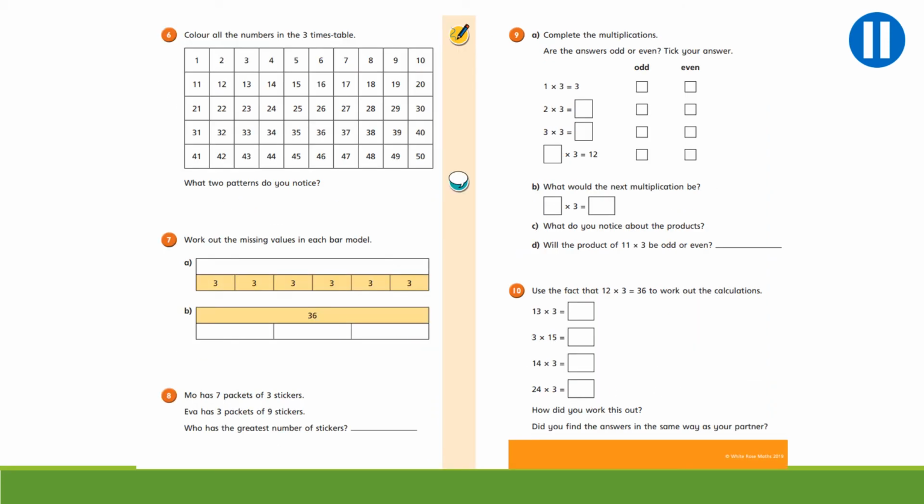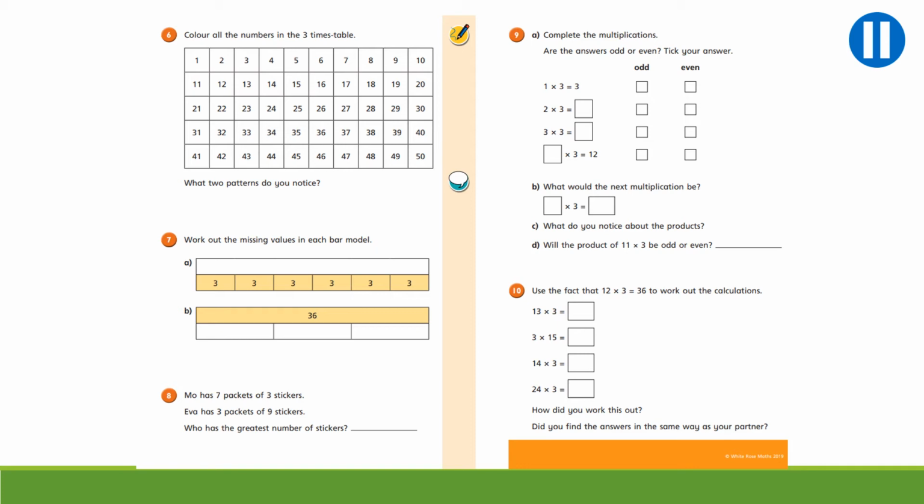Pause the video here for your second set of questions. Number 6, you have to colour the numbers in the 3 times tables. What do you notice, or what 2 patterns do you notice? Number 7, work out the missing values on each bar model. So you can see A and how many lots of 3s, and then you can see B with the whole as 36 and what are the parts going to be.